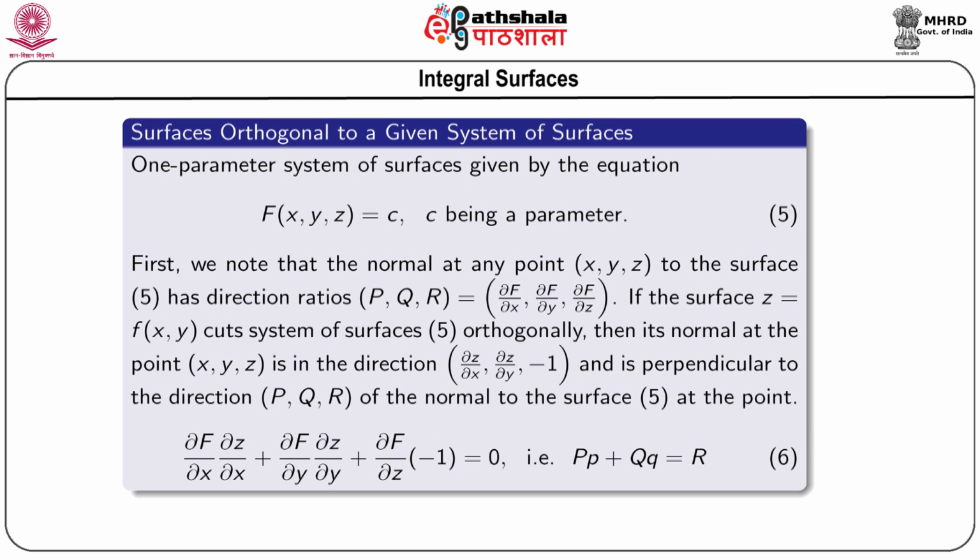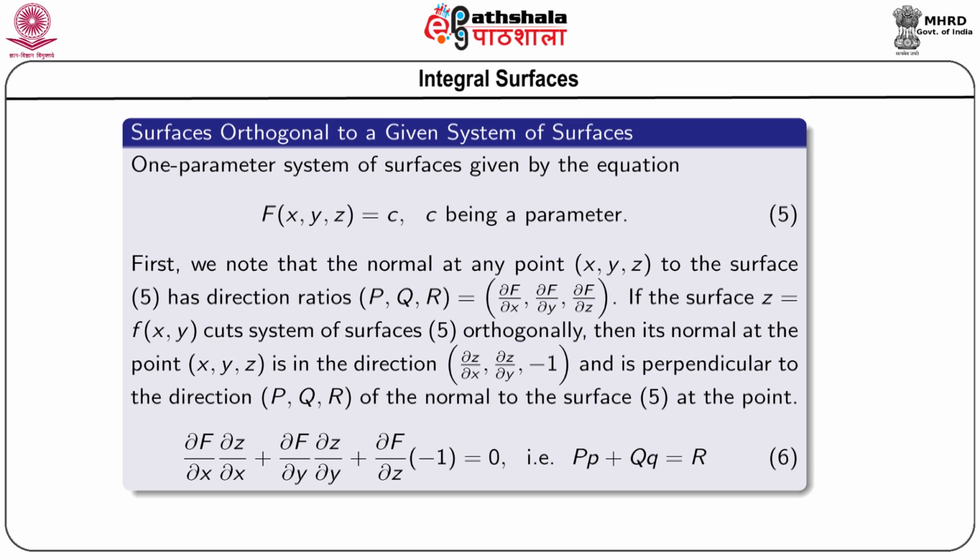Now, the surface z equals f(x, y) is a surface such that it cuts the system of surfaces 5 orthogonally, then the normal to this surface, which are proportional to del z del x, del z del y, minus 1, must be perpendicular to del f del x, del f del y, del f del z. So, using the condition of perpendicularity, we can obtain a relation: del f del x into del z del x plus del f del y into del z del y plus del f del z into minus 1 equals 0, or in other words, with this notation, Pp plus Qq equals R, where P, Q, R are assumed as del f del x, del f del y and del f del z. And we are interested to find the values of P, Q.